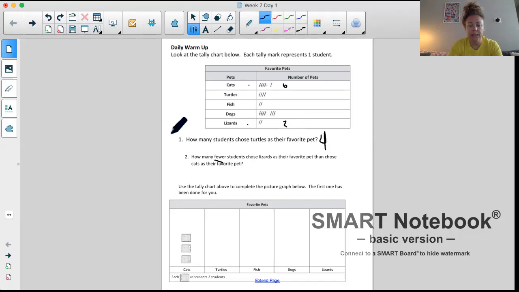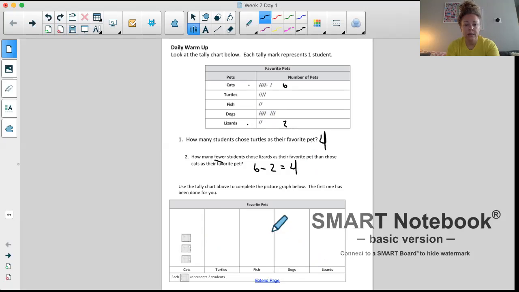So how many less students chose lizards than cats? When we hear that word, we know that we need to subtract 6 minus 2. So there are 4 less students who like lizards than who like cats as their favorite pet. All right, down below, we use the tally chart from above to complete the picture below. The first one has been done for you.